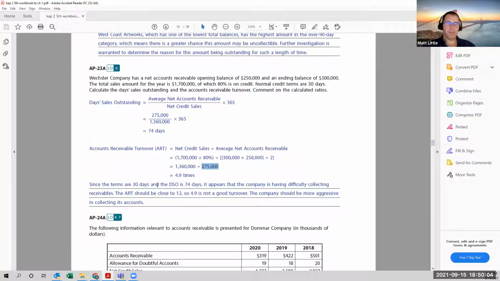In this case, if our normal credit terms are 30 days, and there are 365 days a year, that means we should be turning over our AR about 12 times per year. So if we're turning it over only 4.9 times, that to me is not good. We're not collecting our AR fast enough, and we need to be on our customers. So both formulas tell us the same story: our customers aren't paying as quickly as they should be.